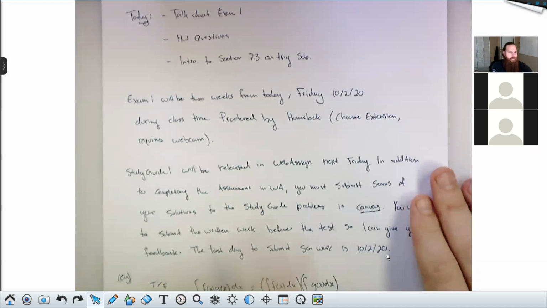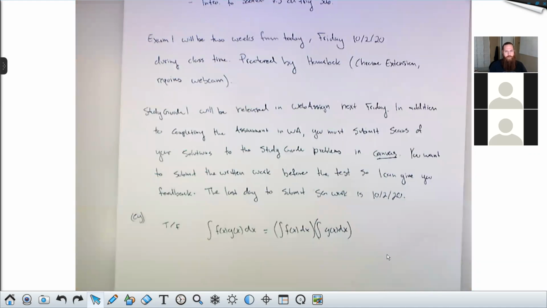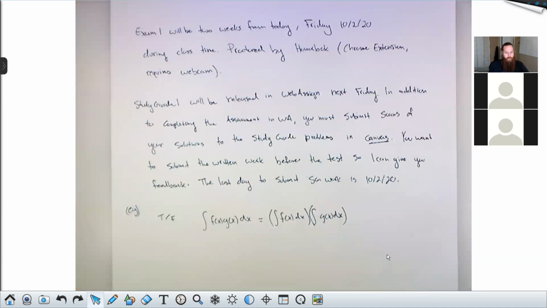Right, so my true-false questions tend to be concept-focused and directly related to the material we've been learning. So this is false, right? We have the integration by parts rule that tells us exactly how you can integrate a product. And it is definitely not like this. Okay. So things of that nature.